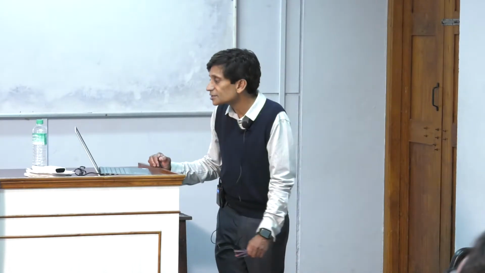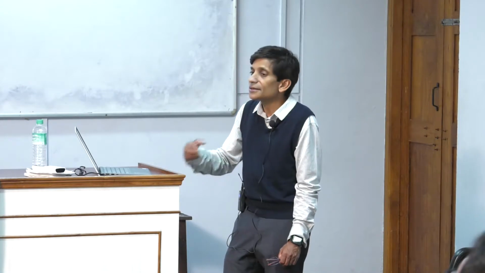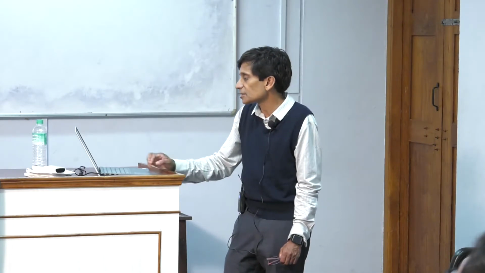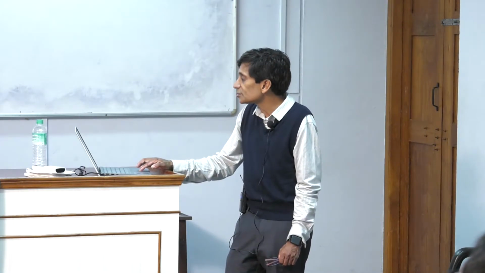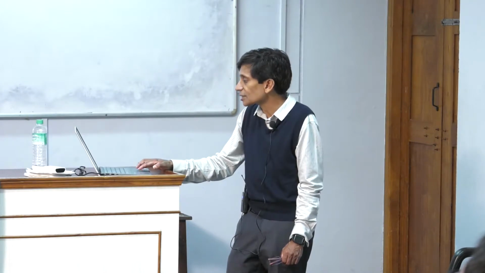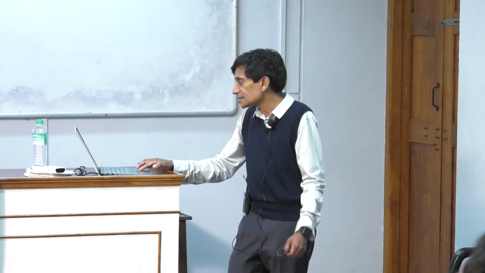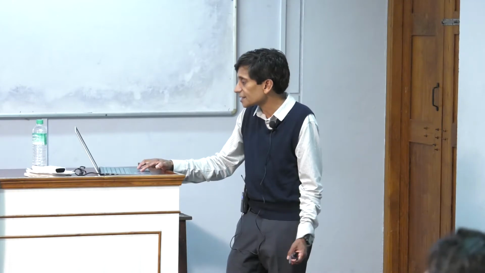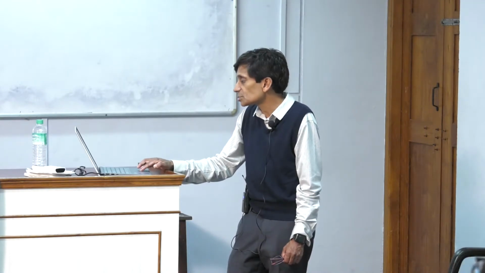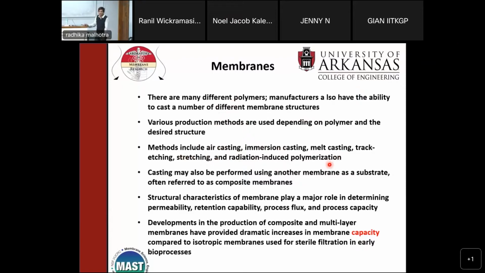But there are different ways to cast these. You can do surface modification. So there are various things that can be done to enhance the properties of the polymer. Various production methods are used depending on the polymer and the desired structure. Methods include air casting, immersion casting, melt casting, track etching, stretching, and radiation-induced polymerization. So some of you are aware of some of these techniques, right? Casting may also be performed using another membrane as a substrate, often referred to as a composite membrane.